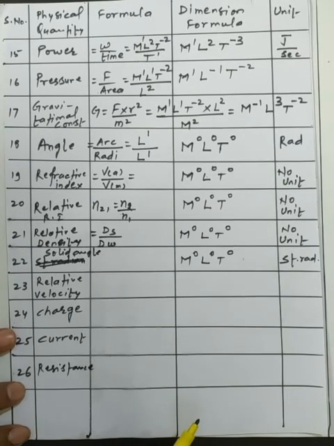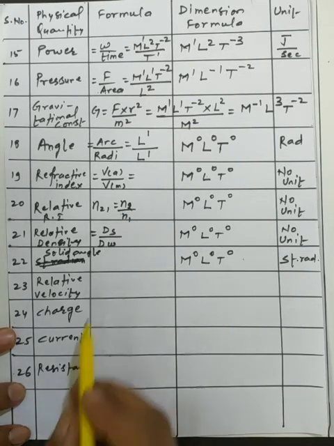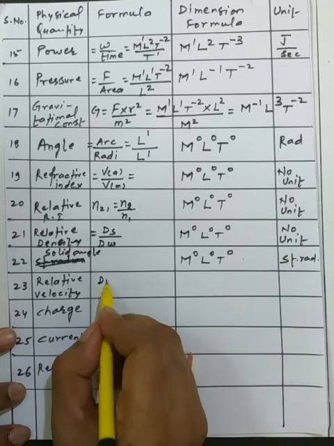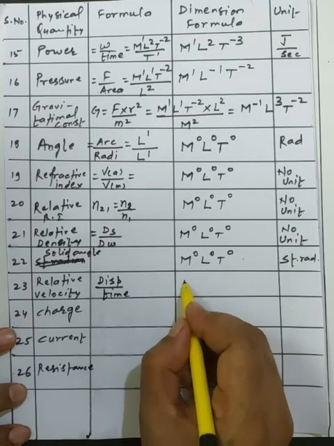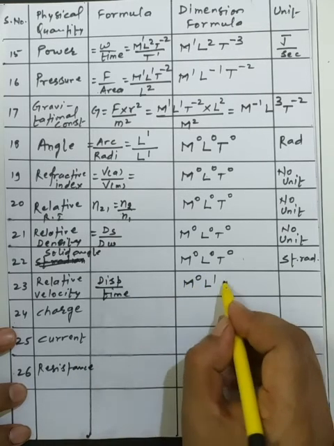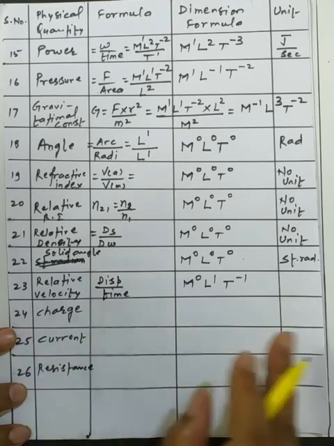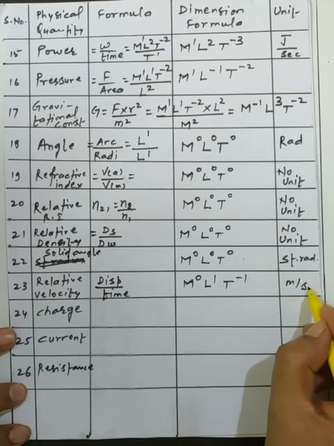Now next we have taken the relative velocity. Generally, whenever we compare the velocity of an object with respect to another object, this fundamental is called the relative velocity. But unlike relative refractive index and relative density, it has a unit, because we are representing the velocity of an object. Relative velocity has the simplest formula, displacement upon time. So simply we can say M0, L1 and T minus 1. The unit is meter per second.